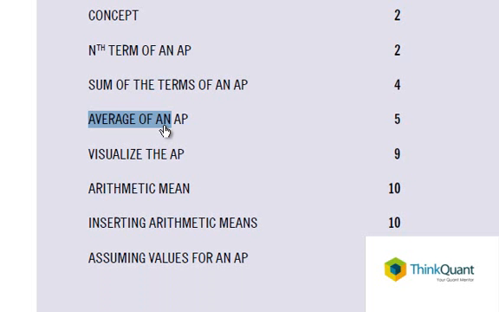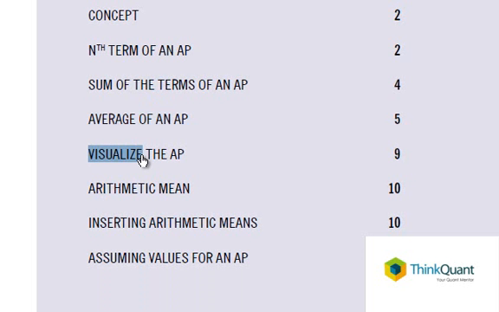We look at the average of an arithmetic progression having odd number of terms, average of a progression having an even number of terms, and so on. We learn the technique of visualizing an arithmetic progression. This is a very good and an extremely useful technique when we deal with progressions. It could be arithmetic progression, geometric progression, or in general series and sequences.